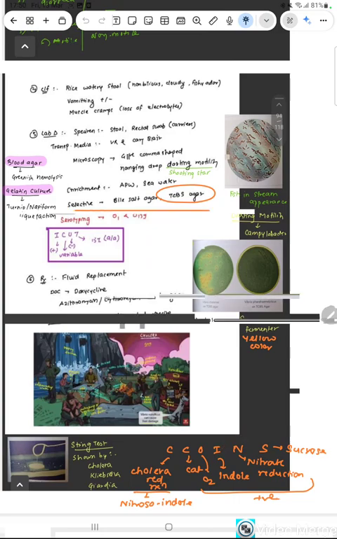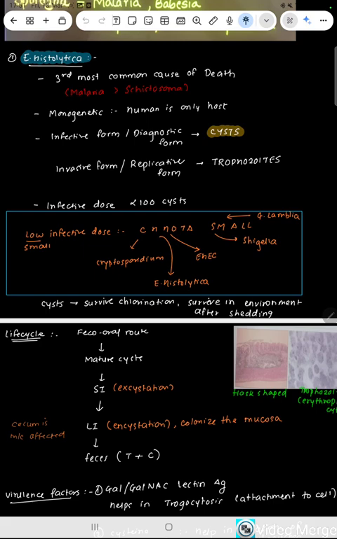Then the next is amoebiasis and amoebic abscess. So amoebiasis is caused because of Entamoeba histolytica, which is the third most common cause of death following malaria and schistosomal infection. It is monogenetic, that is human is the only host. The infective form is going to be the cysts, and the invasive form are going to be the trophozoites. So the infective dose is less than 100. So this is the one with a low infective dose.